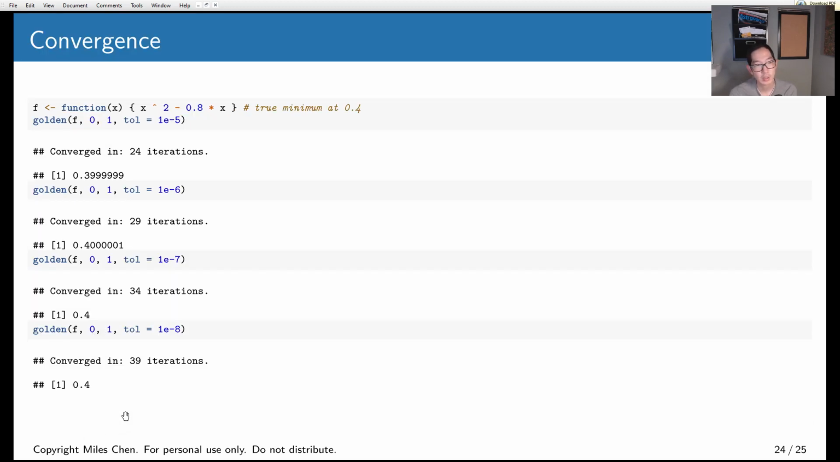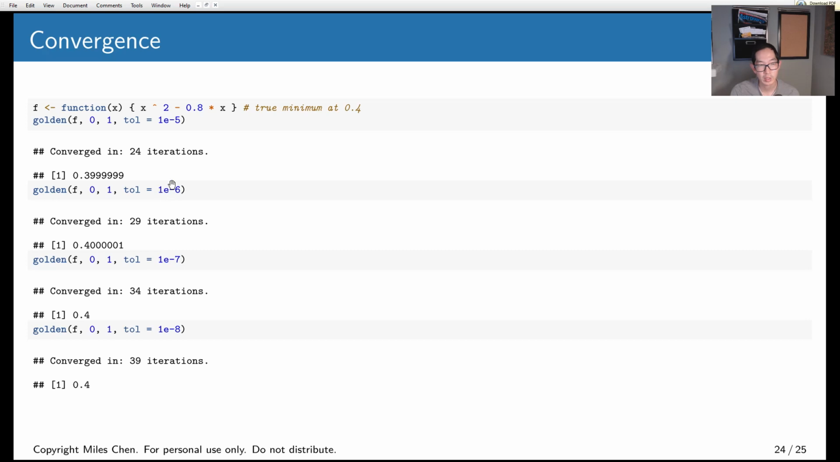Okay, so here if I say let's search for a minimum of the function x squared minus 0.8x, just from algebra we know the minimum is going to be at 0.4, and we'll see. So if I run this between 0 and 1, it took me 24 iterations and I got 0.3999999.